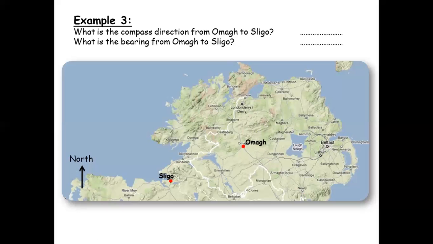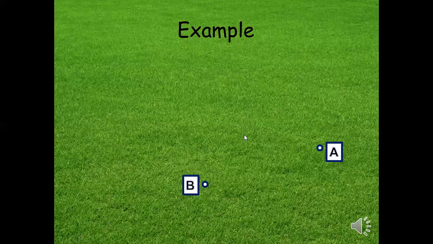Okay, the same question: what was the compass direction from Omagh to Sligo? So I'm going to join both cities and I'm going to take north from Omagh, since it said from Omagh to Sligo. The city after "from" is where we take north from, and then I'm going to take clockwise.